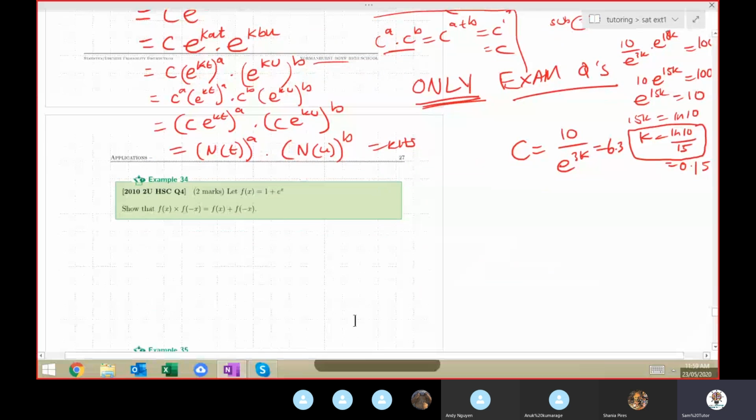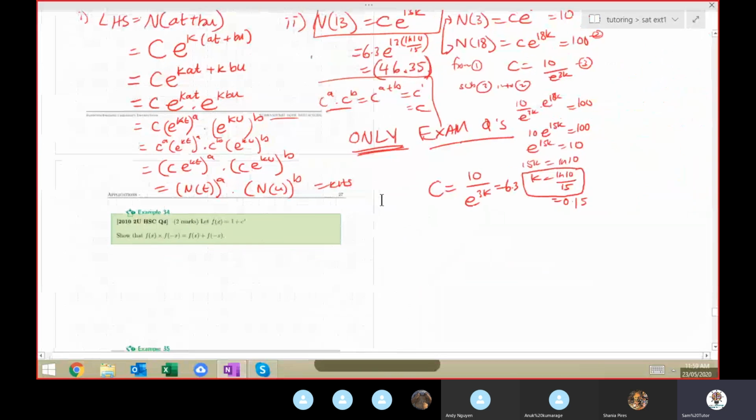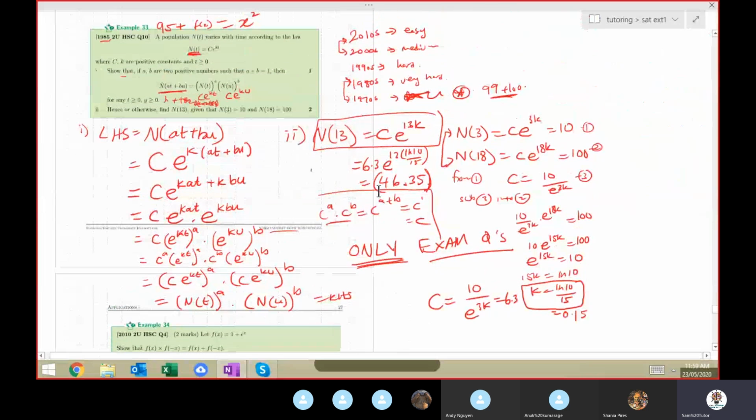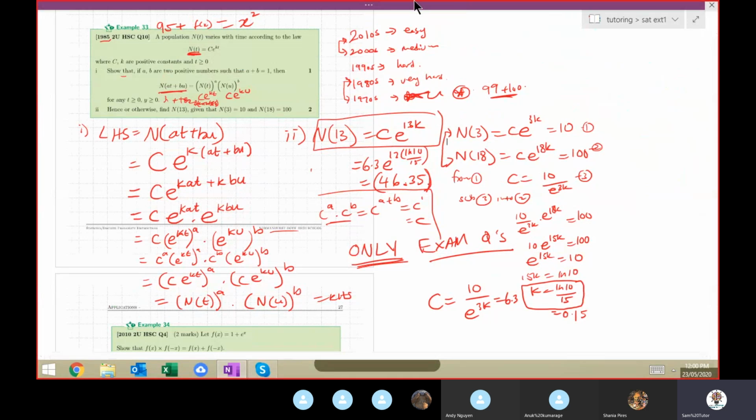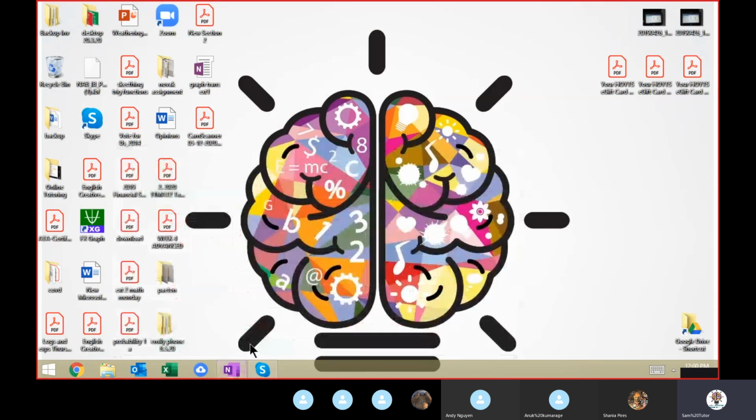Next week, I'll actually probably spend a little bit more time going through some more applications of logs before we start extension 1. So please revise this. Otherwise, it's going to get really hard once we get to the extension 1 sections.